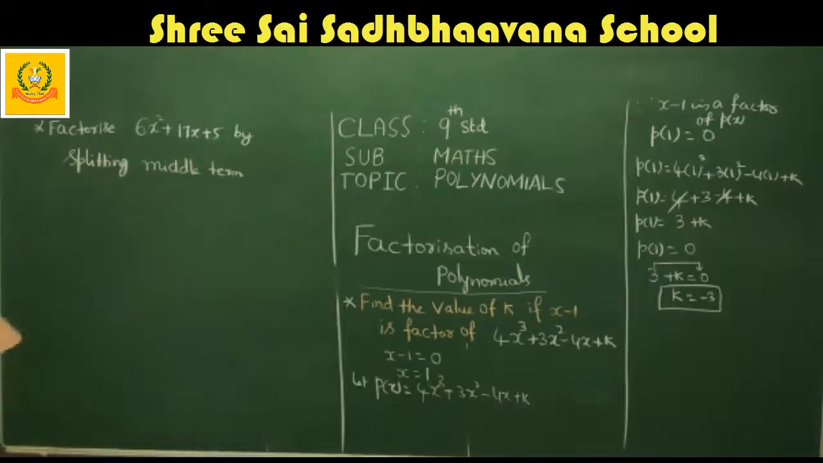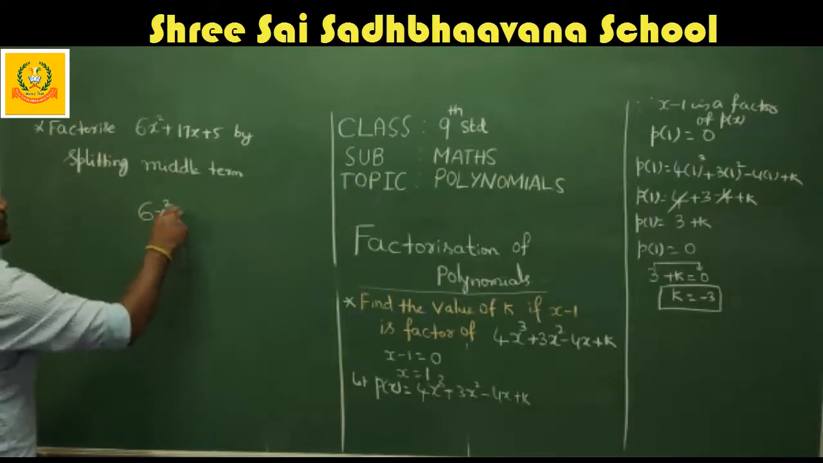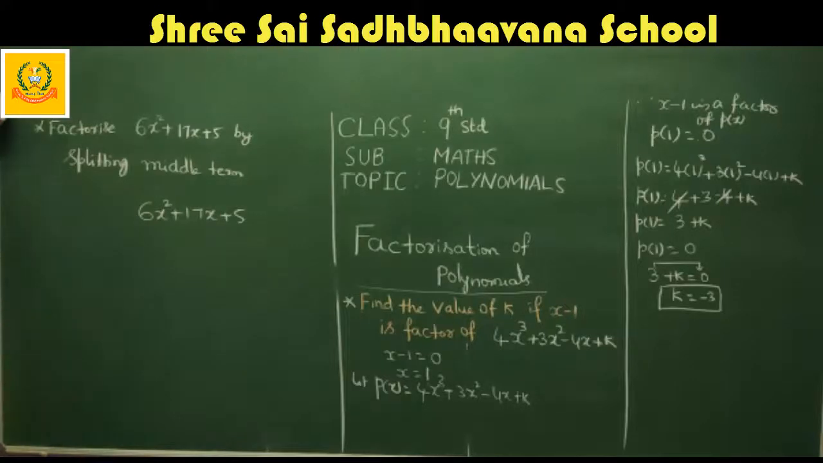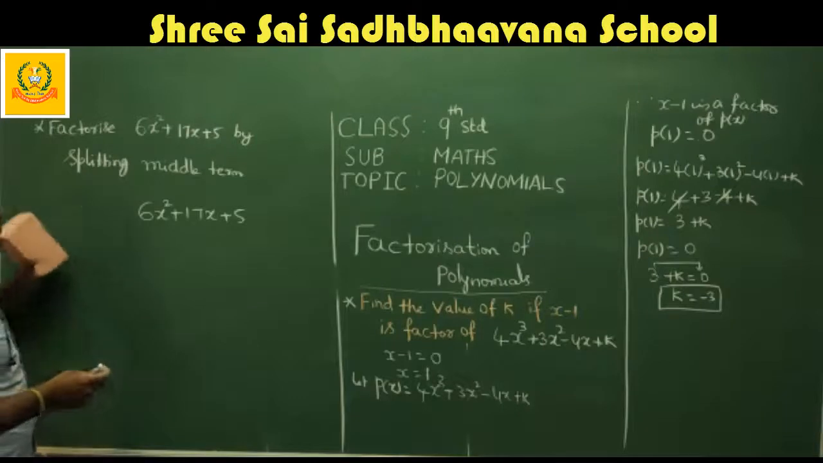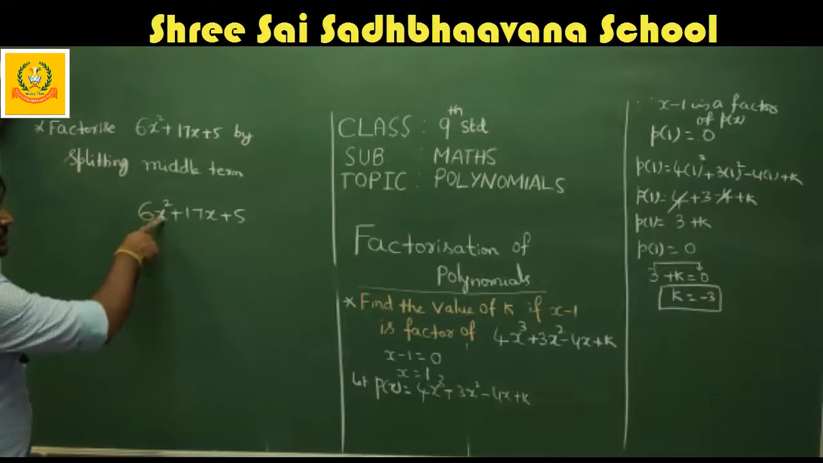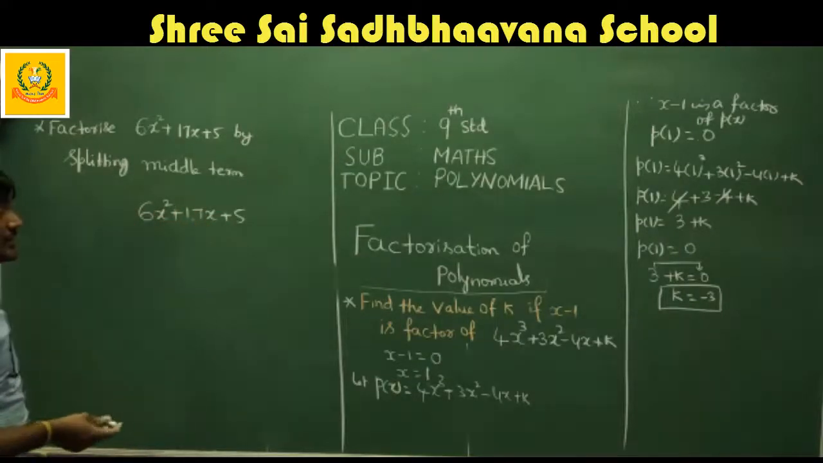Okay, what does this splitting middle term mean? Carefully observe how to do this splitting middle term. First, take down the polynomial given: 6x square plus 17x plus 5. Here, 6 is called the x square coefficient, which is multiplied with x square, 17 is called the x coefficient, and 5 is the constant term.